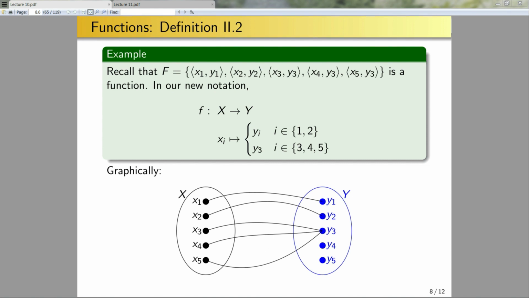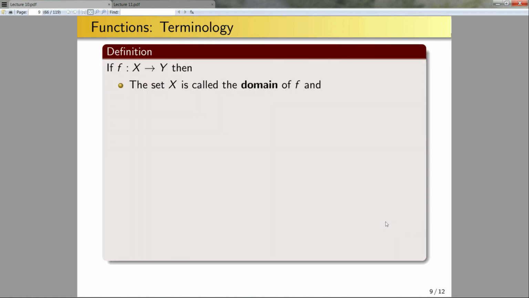Okay, so now that I've introduced the basic idea of a function, and you should have potentially seen this graphic before, let's talk about some terminology. If f is a function from X to Y, then the set X is called the domain of f, and we write X is equal to dom of f. Secondly, Y is called the codomain of f, and we write that Y is equal to cod of f.